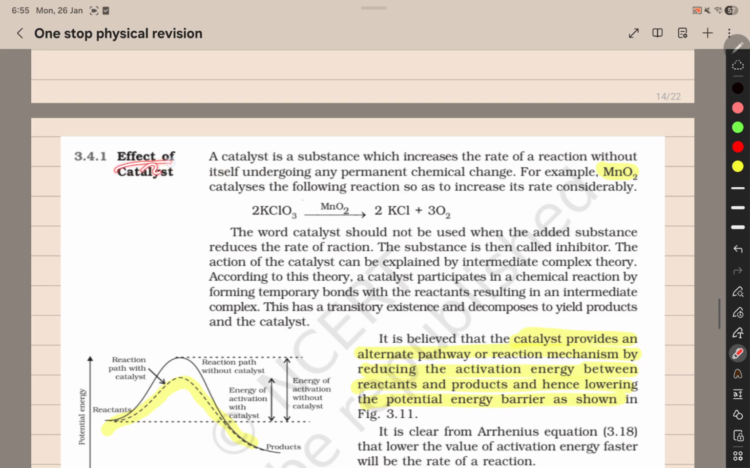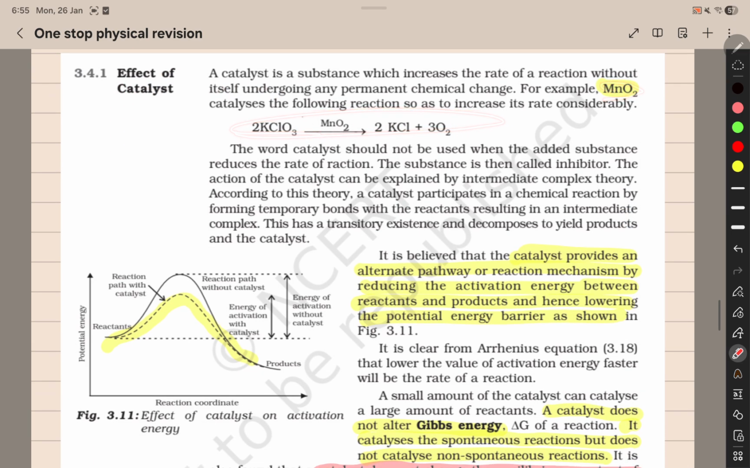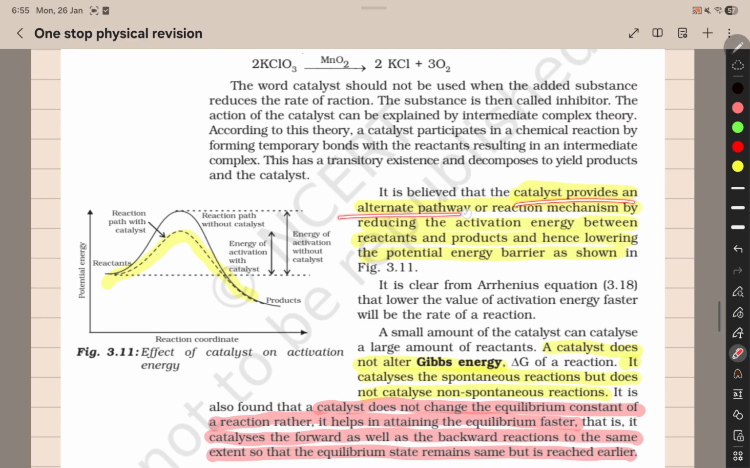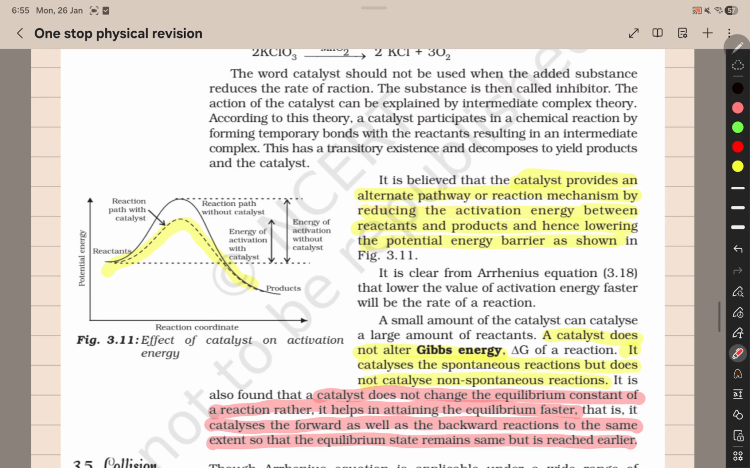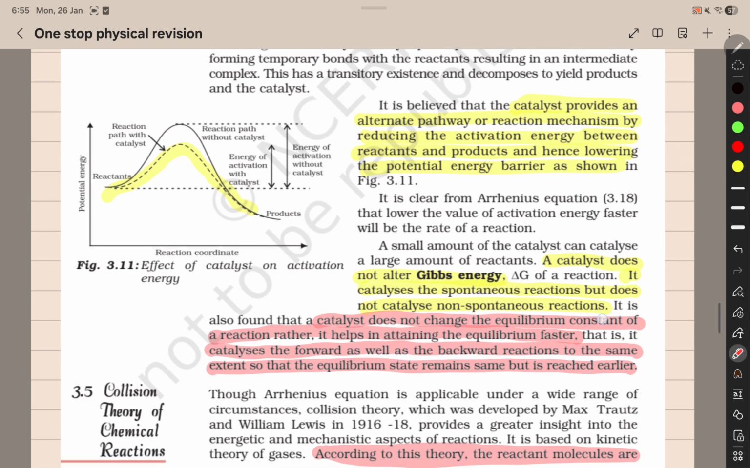Then you have the effect of catalyst. See, I told you, the MnO2 thing is there in NCERT. Catalyst provides an alternative pathway or reaction mechanism by reducing the activation energy between the reactants and products, and hence lowering the potential energy barrier as shown in the diagram. Remember alternate pathway, because it's been asked, I think, in the exemplar.